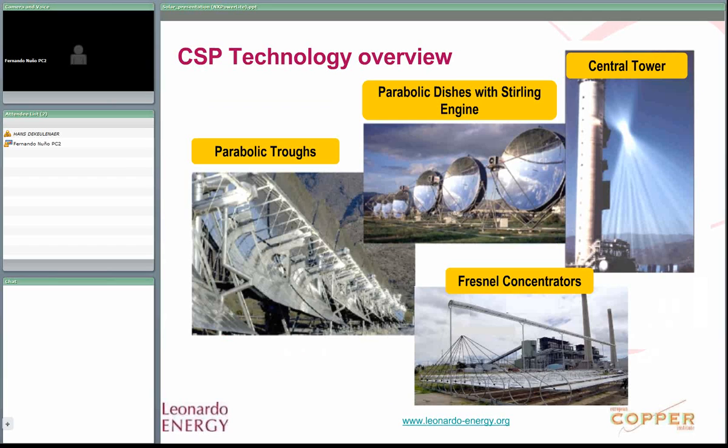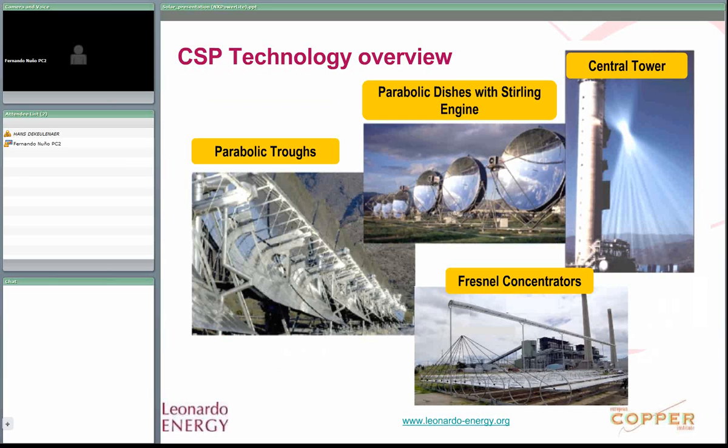Parabolic dishes using Stirling engines. In Europe there are only pilot plants. The average power of a unit is about 10 kilowatts. This is a modular and scalable technology with the added advantage that operation doesn't need cooling water.